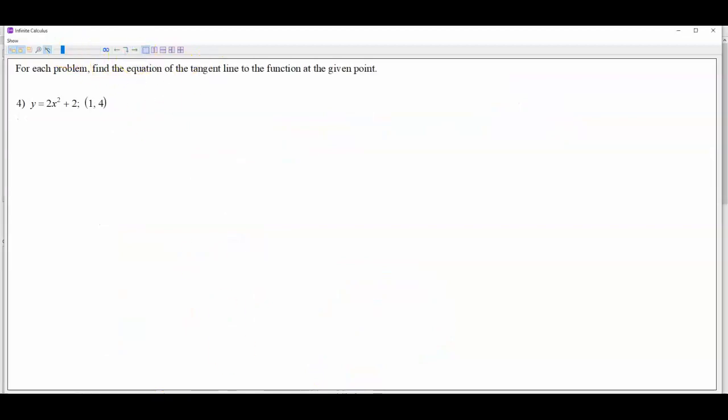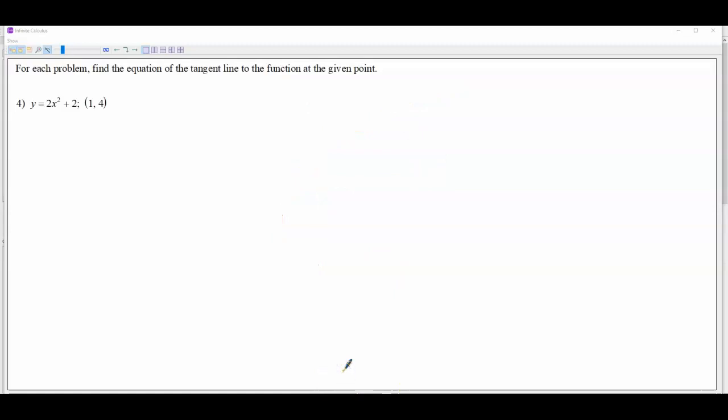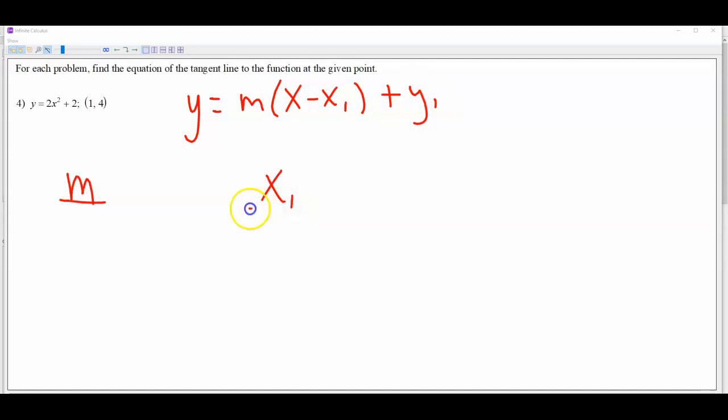Number 4 is asking us to find the equation of a tangent line. So we talked about a secant line on number 2. We're talking about a tangent line now. So when you have a curve, a tangent line is a line that touches your curve at one point. And the slope of that tangent line is your instantaneous rate of change. Now, once again, anytime you want to find the equation of a straight line, you're going to be using your point slope formula. So you need 3 things. You need a slope, you need an x, and you need a y.